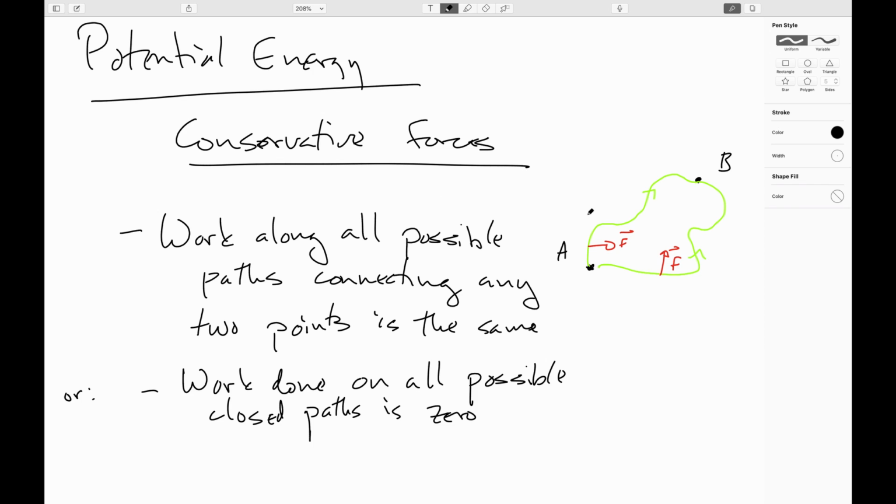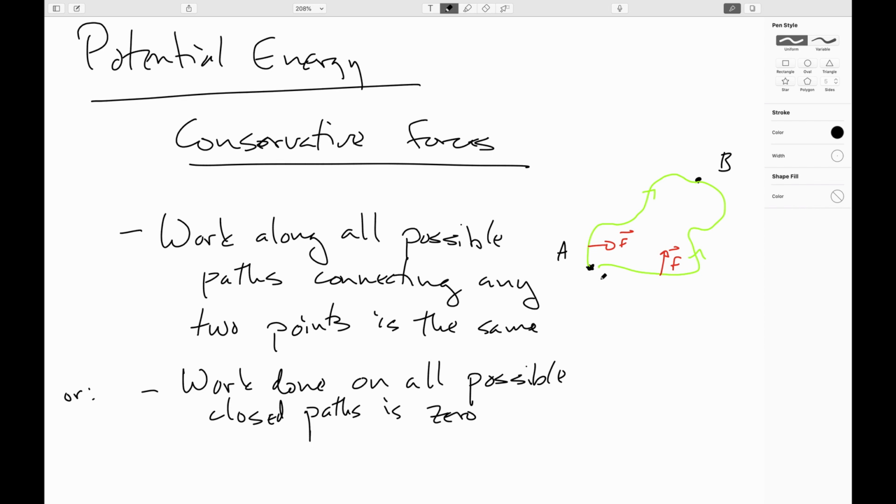So if the work being done from A to B is always the same, it's always W, no matter what path I take, the work from B to A would always be the same for every conceivable path between B and A, and it would always be negative W. So I could make a closed path by going from A to B and then return back from B to A. You do W along the A to B part, negative W along the B to A part. You would get 0.